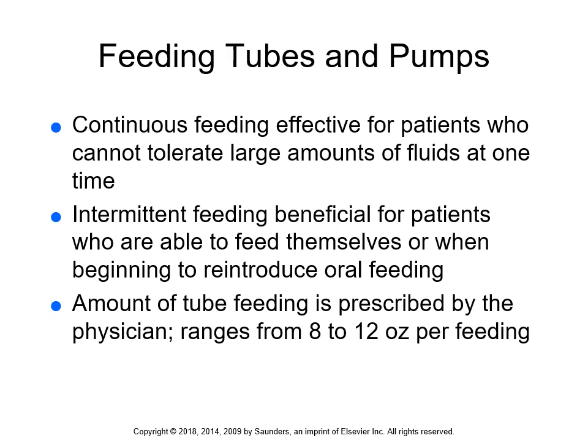Intermittent feedings more closely resemble regular meals. Feelings of hunger stimulate appetite and aid in the transition from tube feedings to oral feedings. The amount of tube feeding is prescribed by the physician, which can range from 8 to 12 ounces per feeding, or in other words, 240 mLs to 360 mLs per feeding.